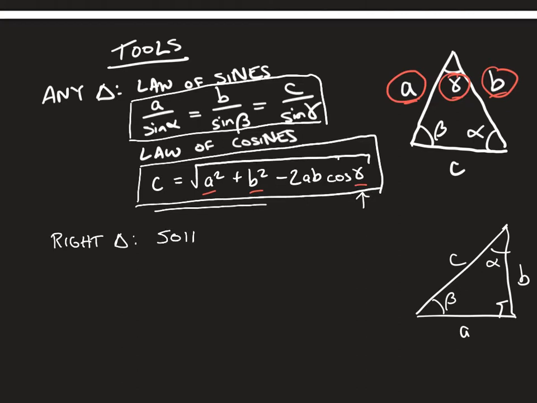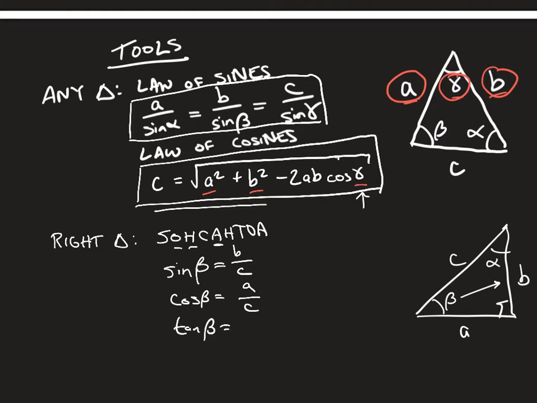So the first one is Sohcahtoa, which I never learned, or at least I never learned it that way. So in this case, the sine of an angle, let's pick beta, equals the opposite of beta, B, over the hypotenuse, which is C. The cosine of beta is going to be the adjacent to beta, which is A, over the hypotenuse, which is C. The tangent of beta, now we're at beta, we need the opposite, which is B, over the adjacent, which is A.